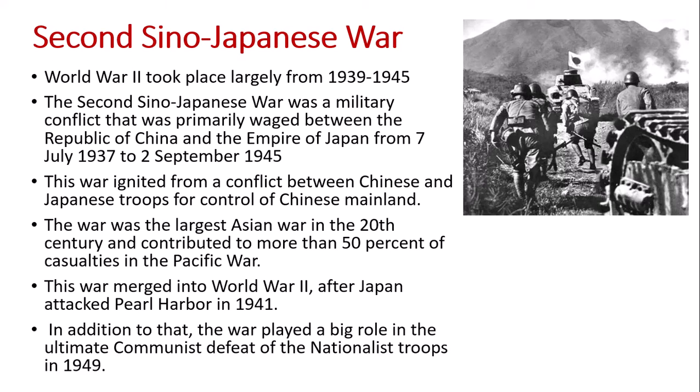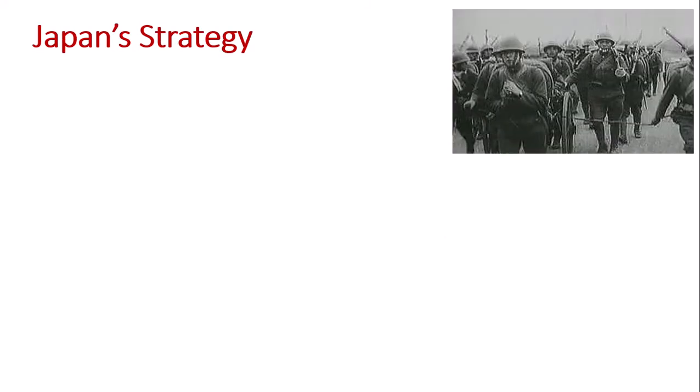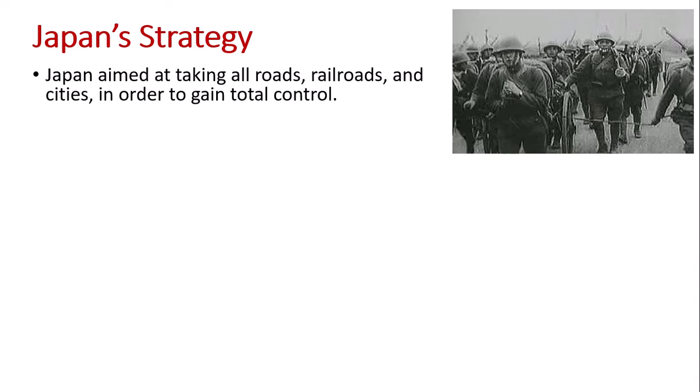In addition to that, the war played a large role in the ultimate communist defeat of nationalist troops later on. So we'll talk about the fallout from this war and what happened. Japan's strategy was to take roads and railroads and then cities in order to gain control. The idea being that if they took the lines of transportation, they would be able to cut off supplies.